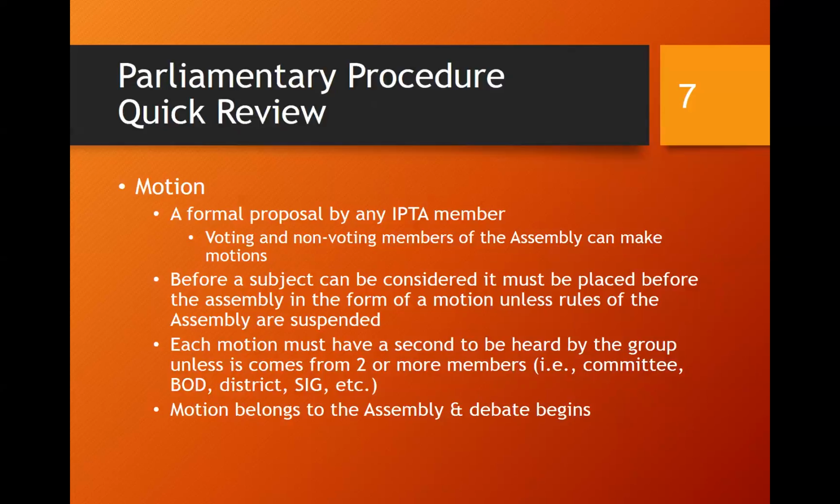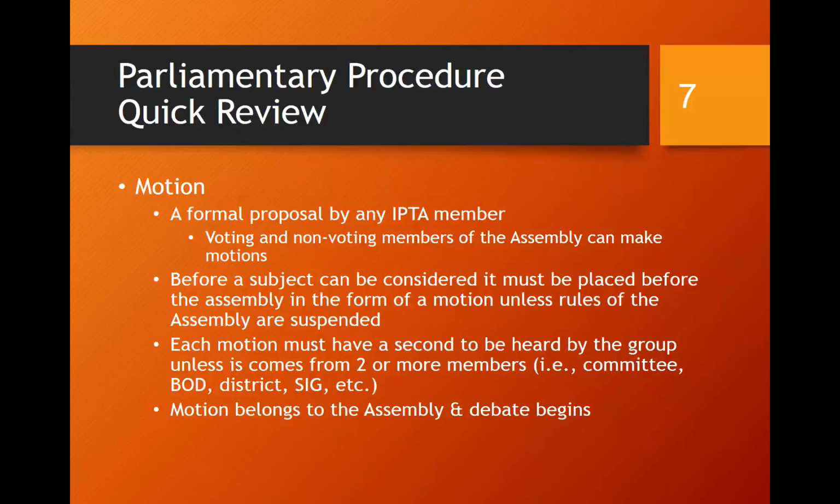Now, it does have to have a second, and if the motion is coming from 2 or more members, then it doesn't need a second because it's assumed within that group somebody would second the motion. Before a subject can be considered, it must be placed before the assembly in the form of a motion, unless the representatives would like to temporarily suspend the rules. If you have questions about temporarily suspending the rules of the assembly, please talk to the speaker and see how that can be done.